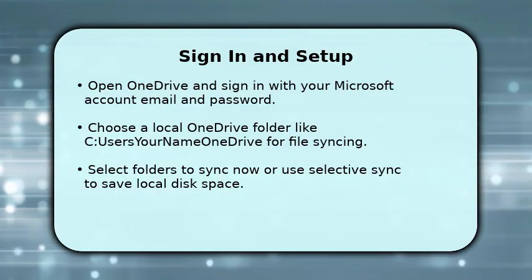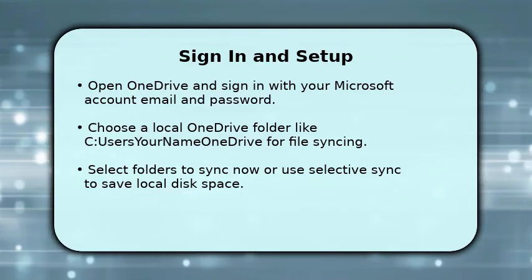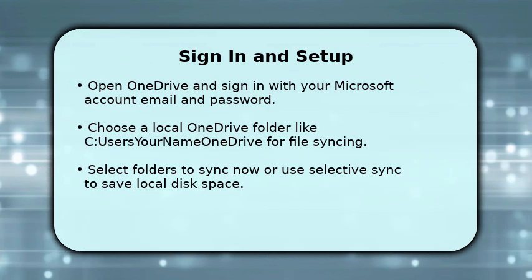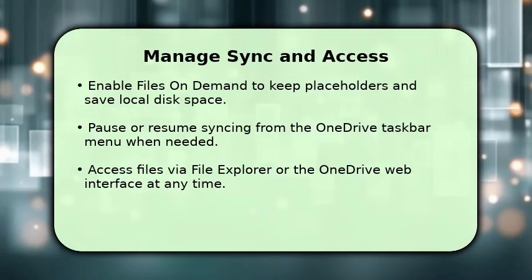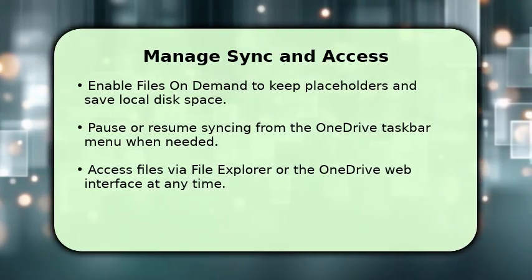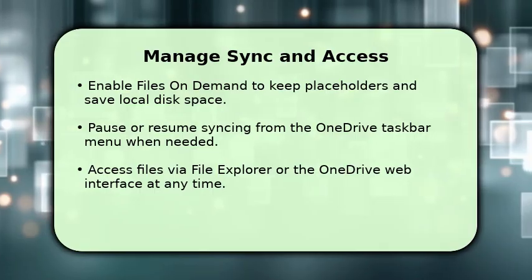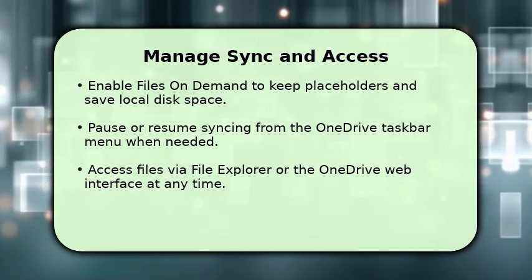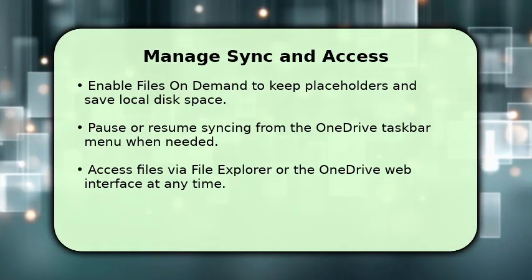Use Selective Sync to pick which folders to sync now and reduce immediate disk usage on your laptop. Open OneDrive settings from the taskbar icon to manage syncing options and preferences. Enable Files on Demand to keep placeholders for files and save local disk space on your laptop.